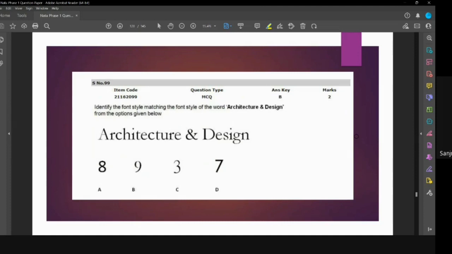Next question. Identify the font style matching the font style of the word architecture and design from the options given below. So architecture and design ഒരു ഫോണ്ടിൽ എഴുതിയിട്ടുണ്ട്. താഴെ തന്നിട്ടുള്ള 4 ഓപ്ഷൻസിലെ നമ്പേഴ്സ് is of this font. അത് ഏത് ഓപ്ഷനാണ് എന്നാണ് ചോദിച്ചിരിക്കുന്നത്. So the option is B. B is the correct answer. 9 is actually written in the same font as architecture and design.